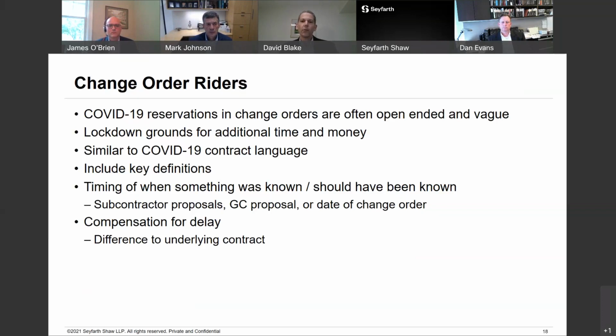And it's in many ways quite similar to the underlying contract, but it's addressing the specific change order work. So we want to lock down the terms and conditions for additional time and money. We're going to use the same types of definitions I talked about for the underlying contract. And a distinction here for the change order rider is going to be timing.